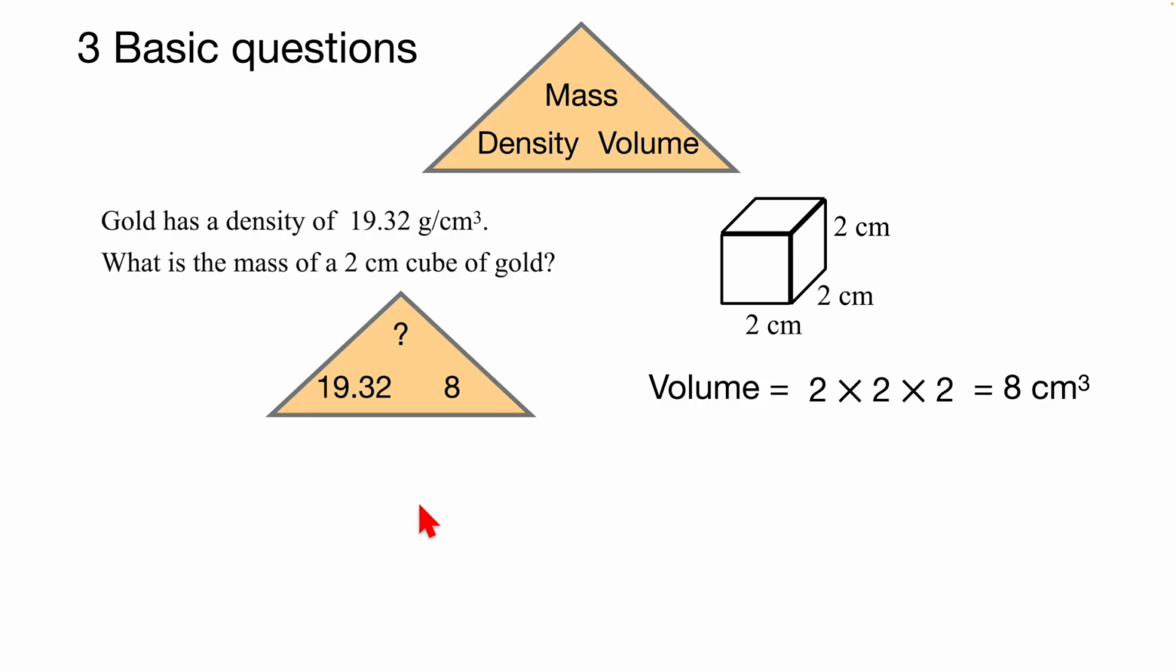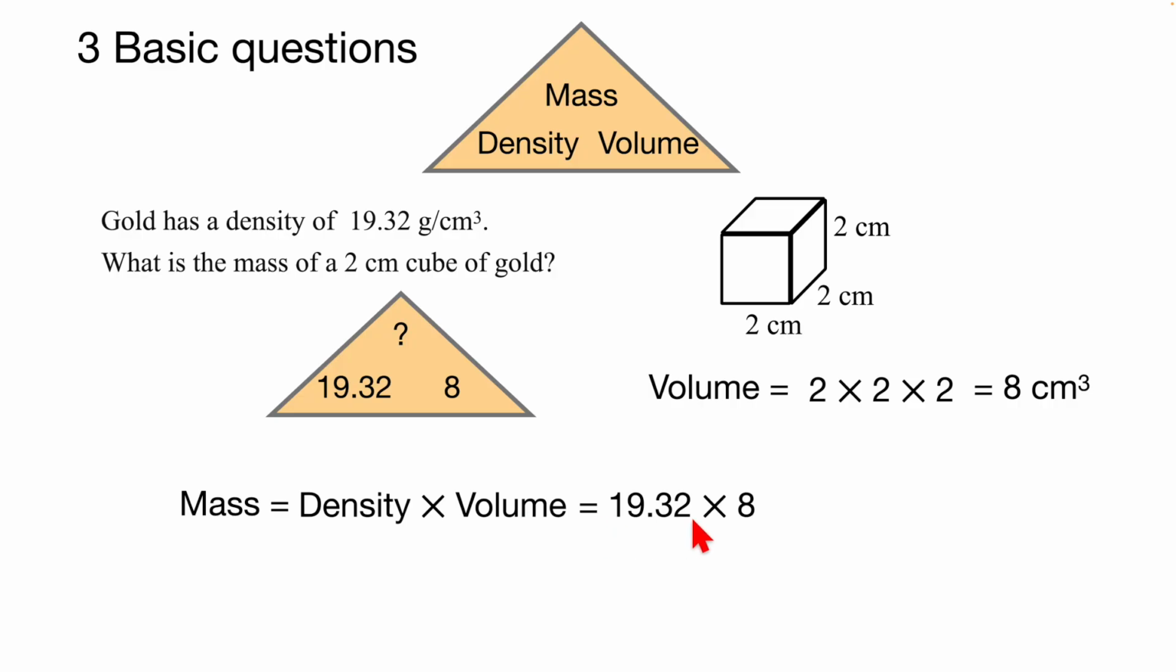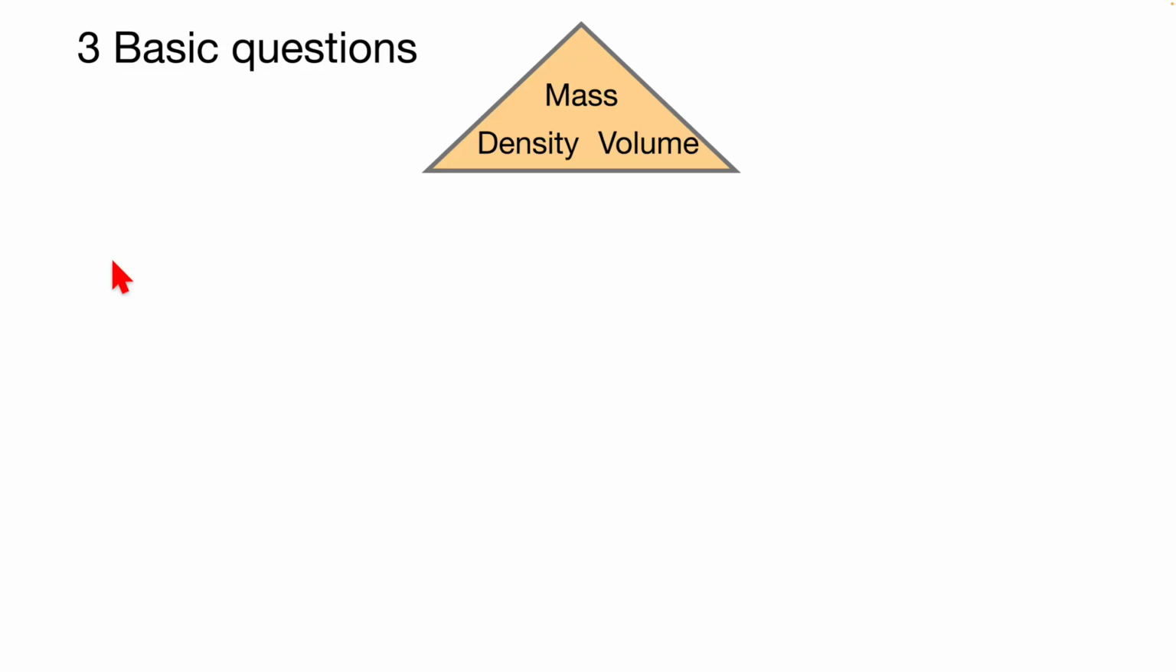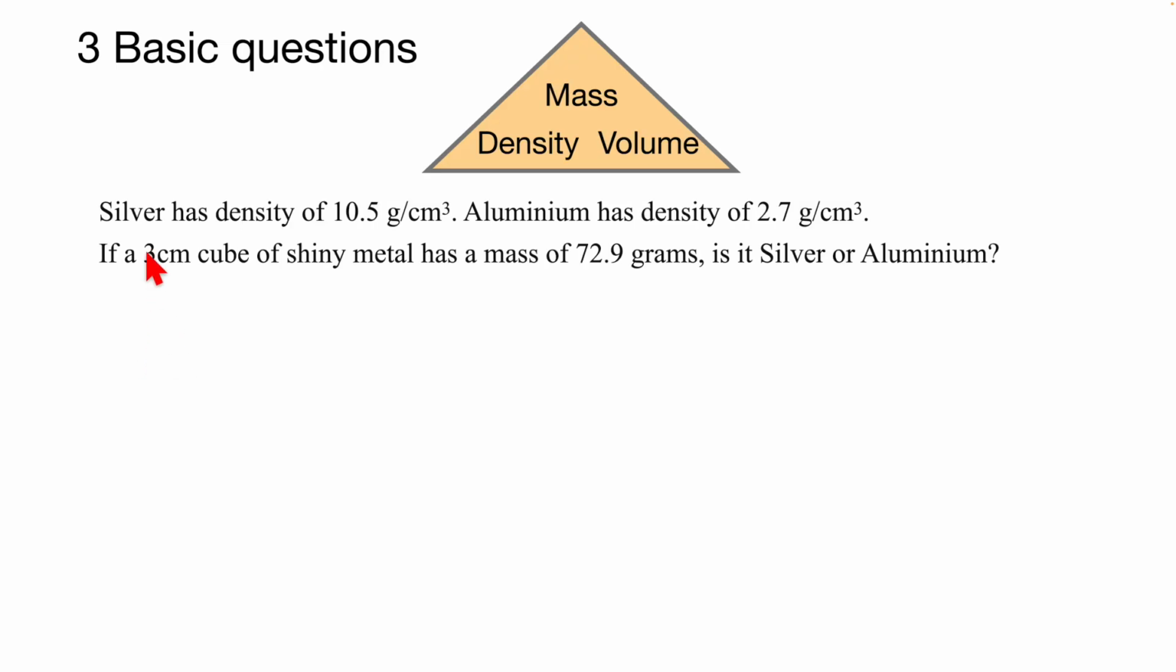So back over here, we can put our 8 in, and mass is now density times volume. 19.32 times 8 equals 154.56 grams. Because we're working the densities in grams per cm cubed, and we've got 8 cm cubed, so it's grams. And the third basic question, density is mass divided by volume. Silver has a density of 10.5 grams per cm cubed. That's about half of gold. Aluminium has a density of 2.7 grams per cm cubed. So that's a lot lighter, which is why you make aeroplanes out of aluminium.